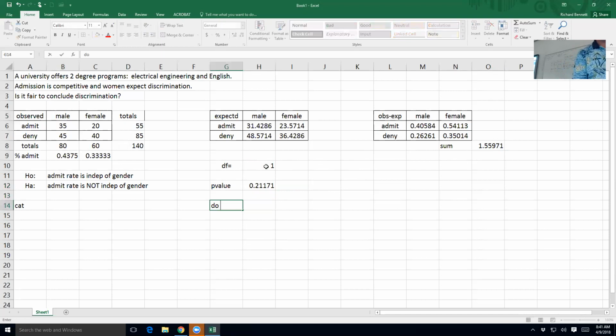That says do not reject, which means, what's my conclusion? There is not enough evidence of discrimination.